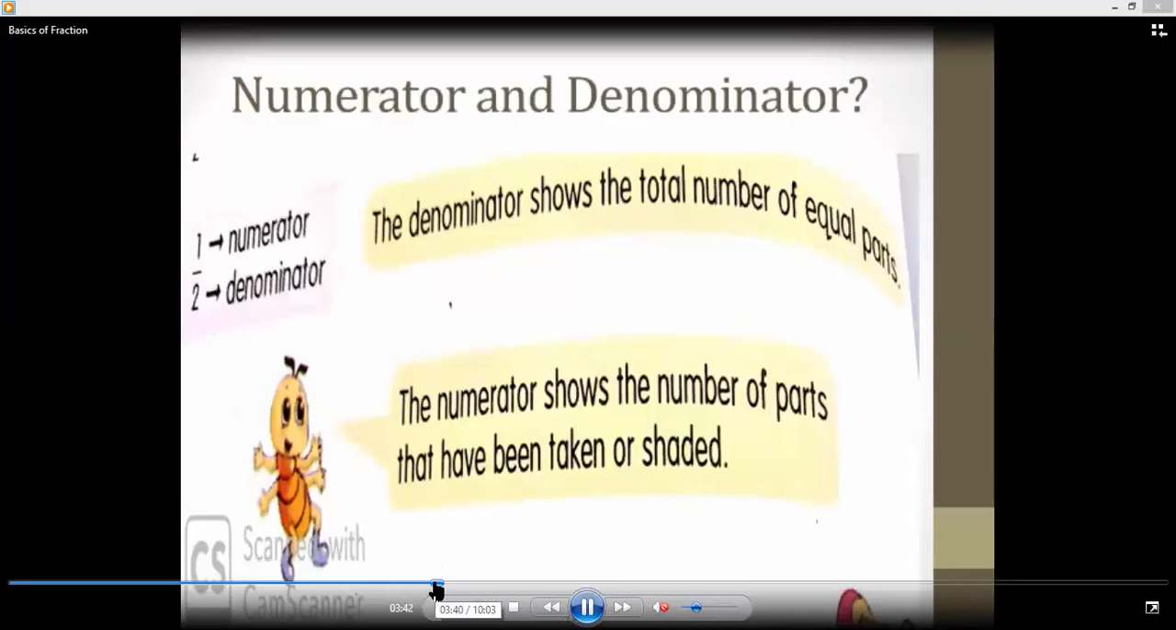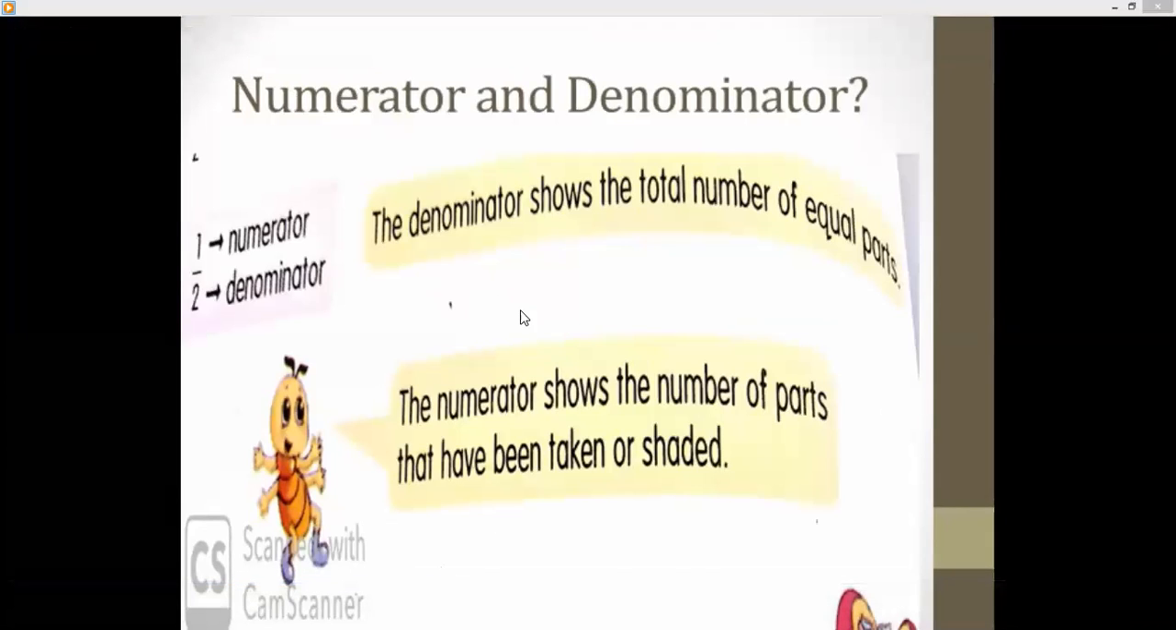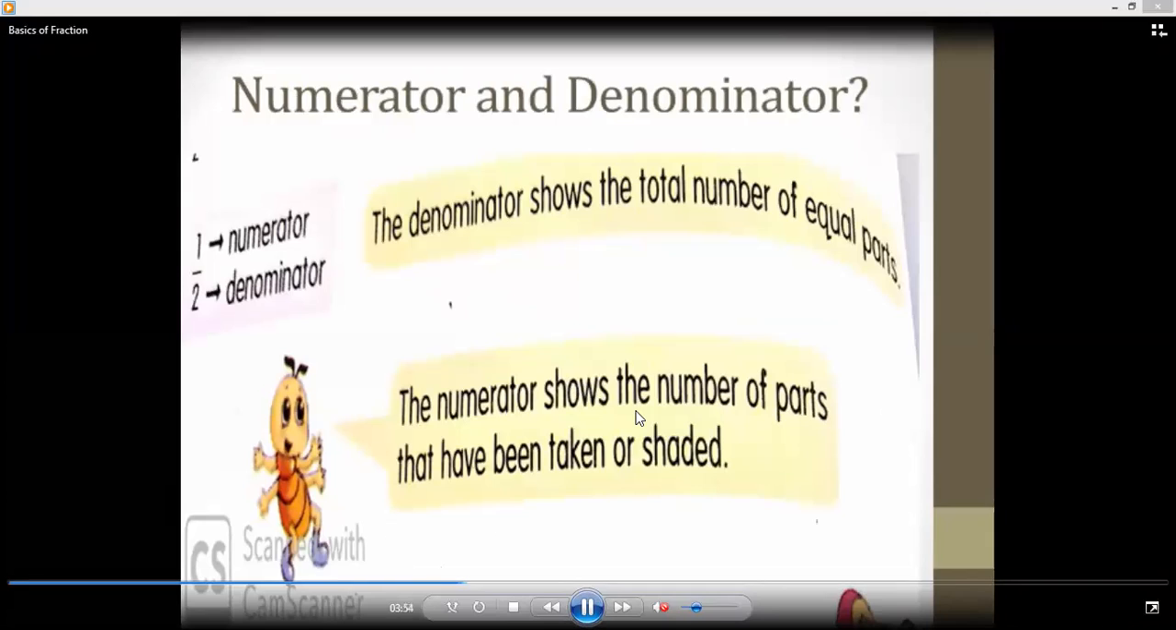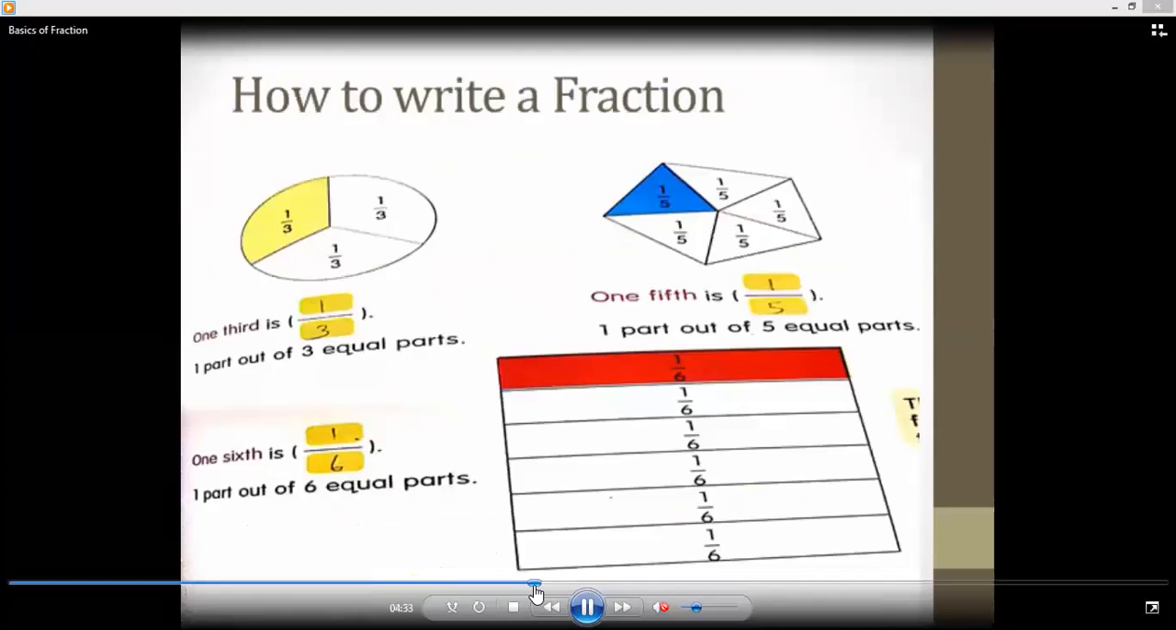We'll have one more example. I again repeat: the denominator shows the total number of equal parts. A fraction is divided into how many equal parts? That's what the denominator represents. While the numerator shows the number of parts that have been taken, that have been shaded. Okay, let's look at the example.